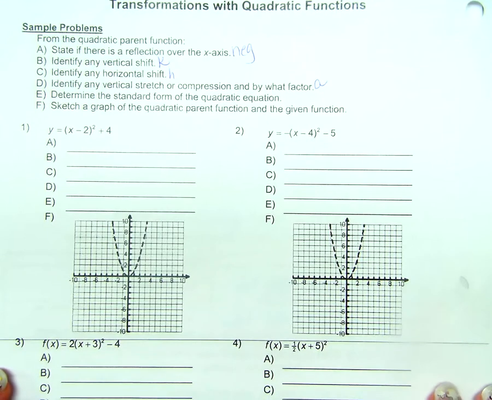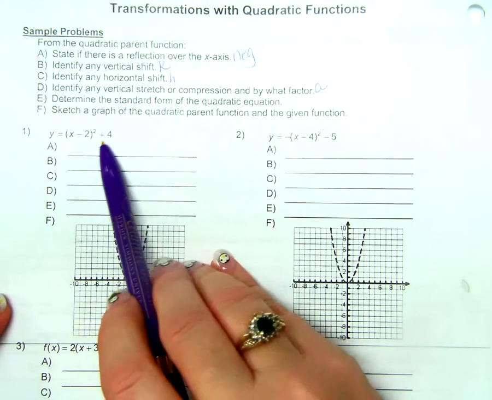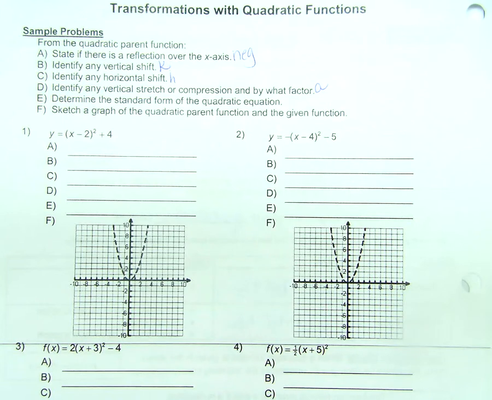Okay, let's start on number 1. Here's the equation given for number 1. Is there a reflection over the x-axis? How do you know that there's not a reflection over the x-axis? There's not a negative multiplier.